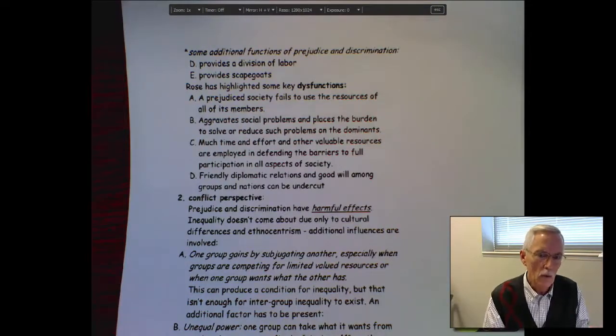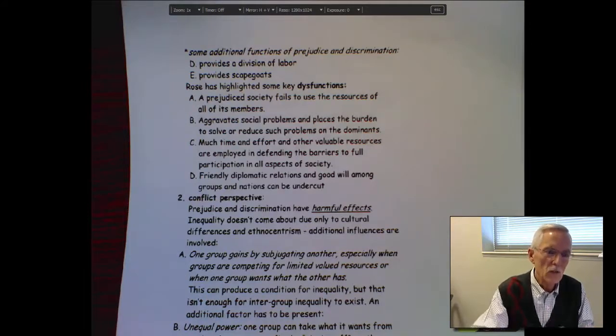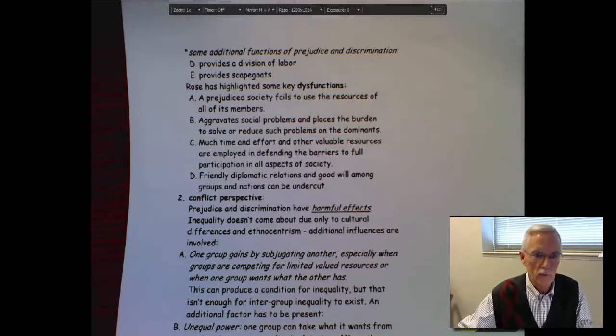And last but by no means least, discrimination and prejudice can contribute to genuine hostilities between and among categories, groups, and societies. I suspect if you look at ongoing conflicts that exist around the planet and throughout much of human history, a player in all this are various prejudicial attitudes and beliefs, and some of these led to discriminatory practices.